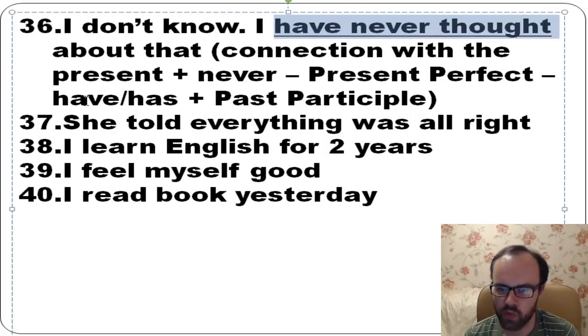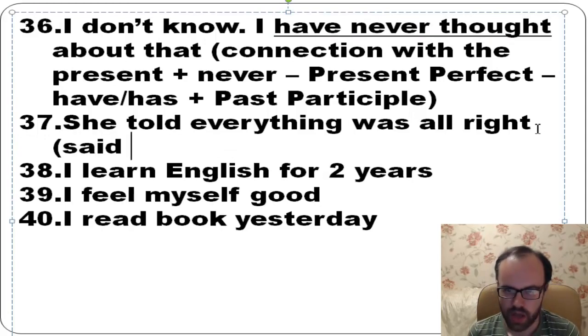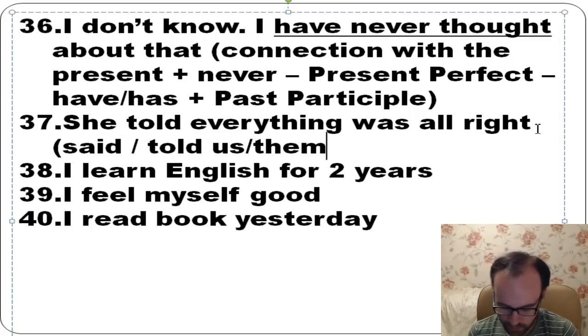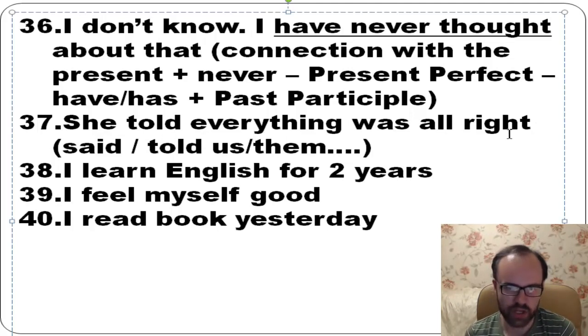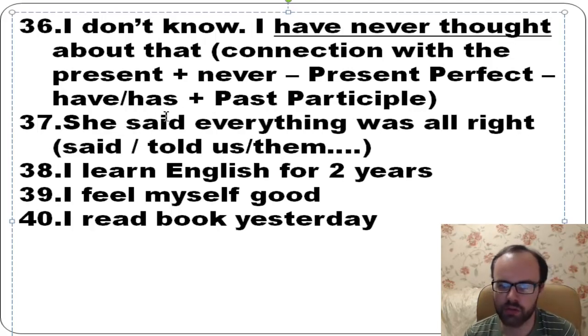She told everything was all right. You can say, she said everything was all right. But if you have tell, you need to say tell someone. For example, she told us, she told them. So you can't say she told everything. You can say she said, or she told someone. She told us that everything was all right, or she told them. But here, she said everything was all right.